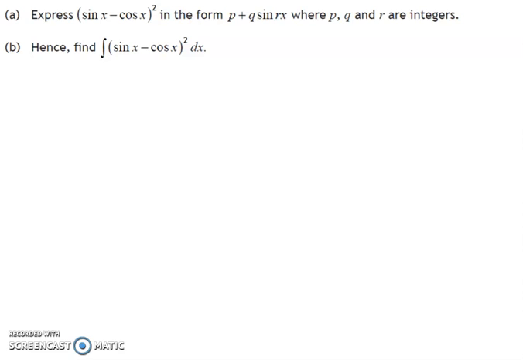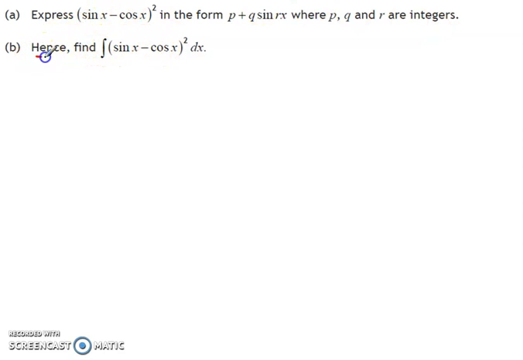So what we have here is the 2019 HIAT. This is paper 1, question 17. Now the focus of this question is obviously integration with trigonometry involved. Now there's two parts to this question. Part A wants us to expand and express this bracket in the form here, p plus q sine r x, where p, q and r are integers, and then hence find this integral.